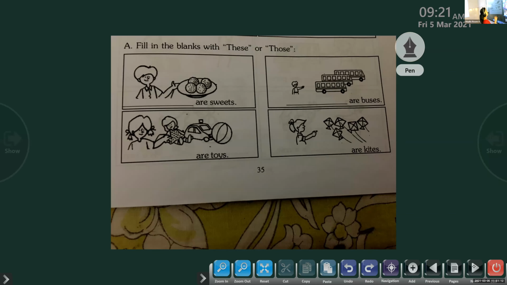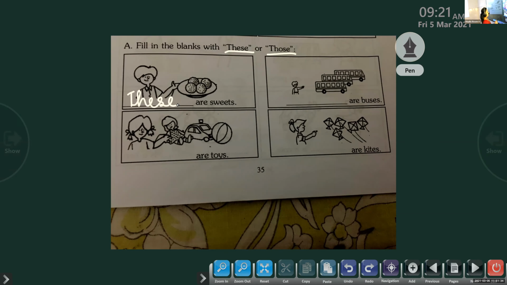Meenakshi, unmute please. Dash are sweets. You have to use these or those. These are sweets. Very good. There are 4 sweets and all of them are near the boy. Okay, good effort, my dear.